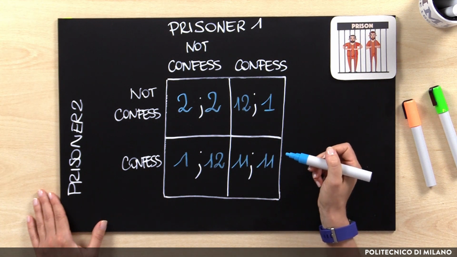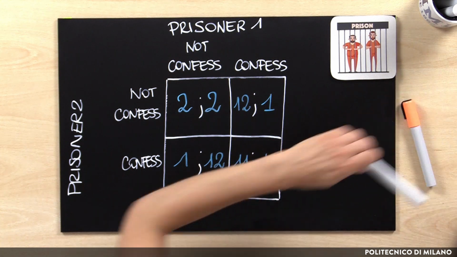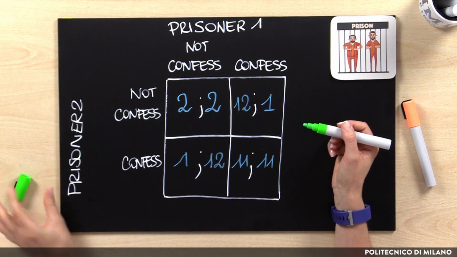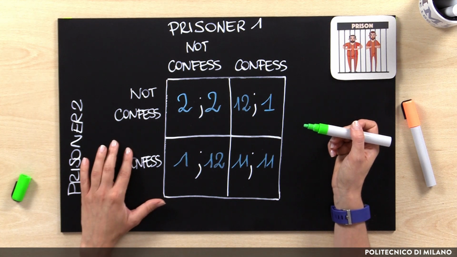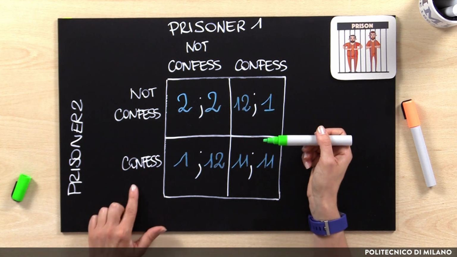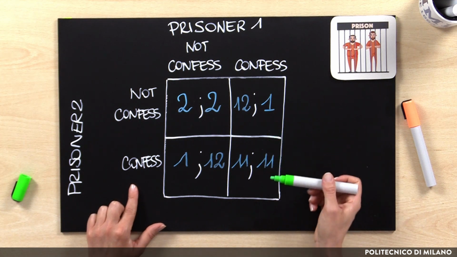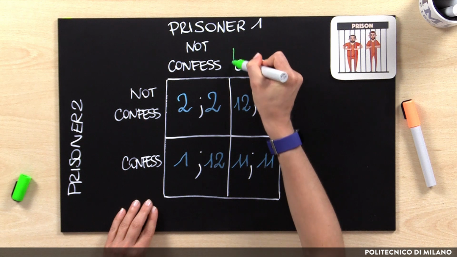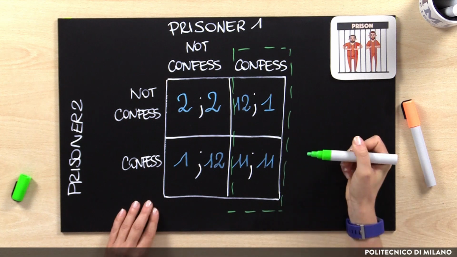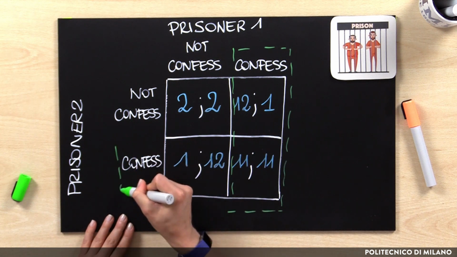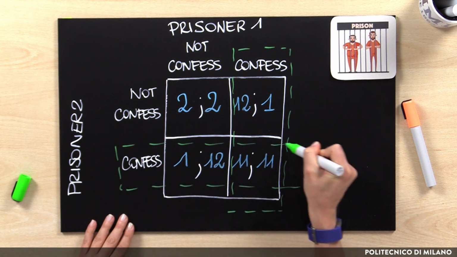Let's solve the game. The first point is looking for dominant alternatives. We could see that for prisoner 1, confessing is a dominant alternative, because if prisoner 2 is not confessing, he would have 1 year rather than 2. If prisoner 2 is confessing, he would have 11 years rather than 12. Being the game symmetric, we could assume that confessing is a dominant alternative for prisoner 2.